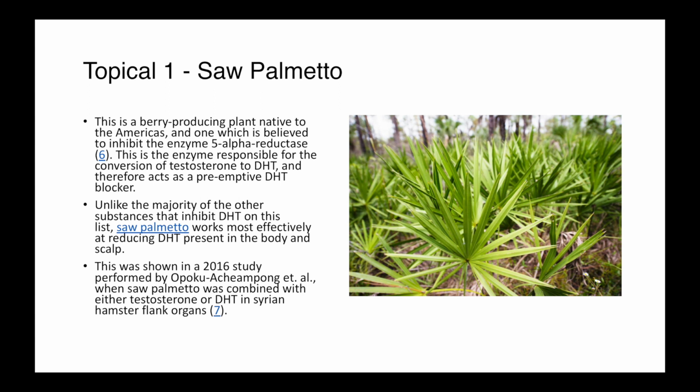And this was shown in a 2016 study, where saw palmetto was combined with either testosterone or DHT in Syrian hamster flank organs. And you can go and check out that study in number 7 in the description.